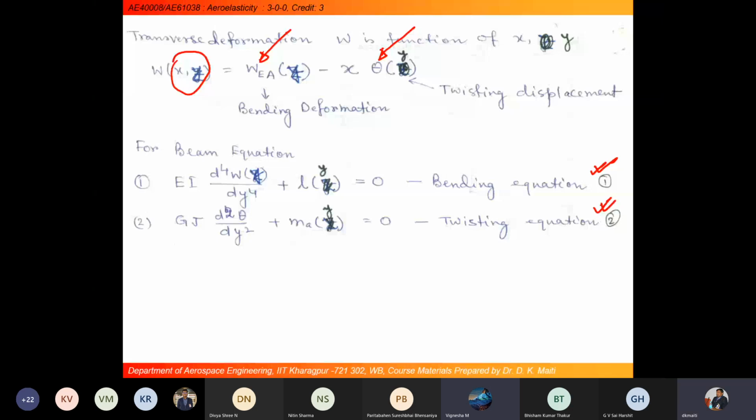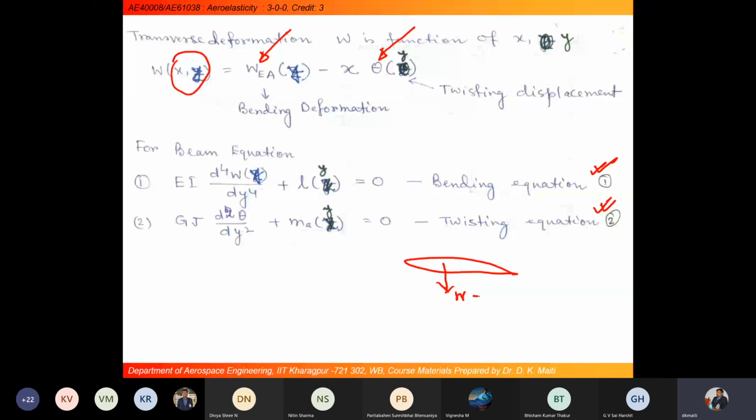Is that the case? No. Yes, it is like this. See, if you look at here, we are taking the deformation. The bending deformation, downward is positive. Okay, this is positive, and in our definition, this pitch up deformation is theta.